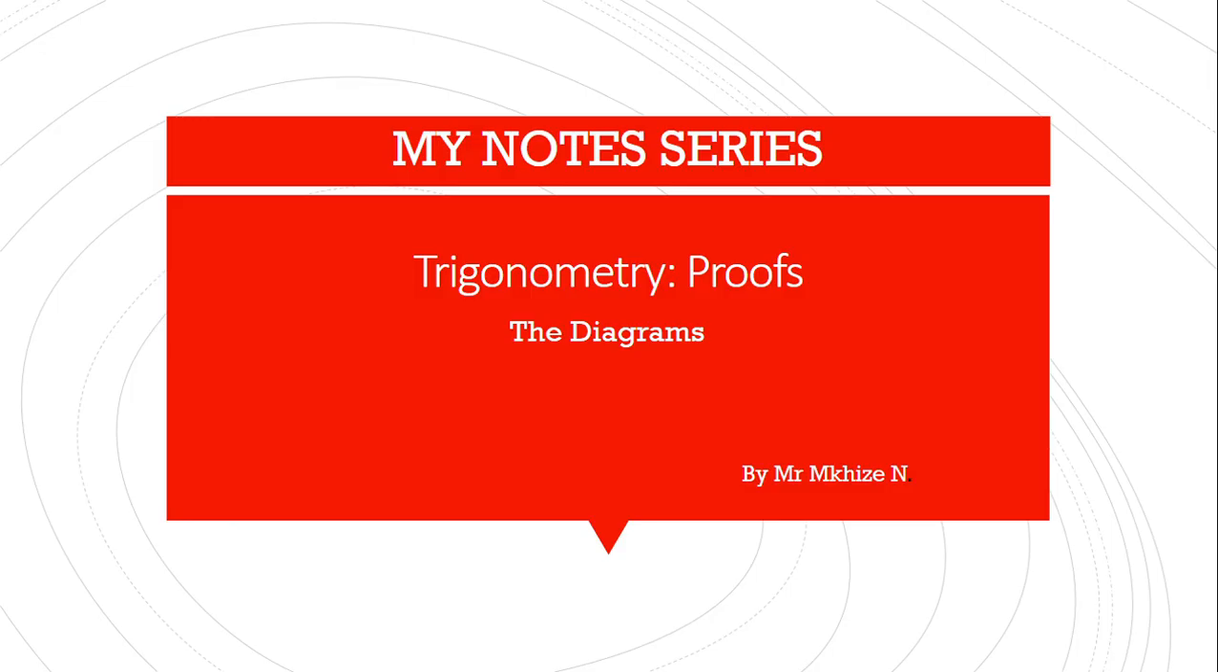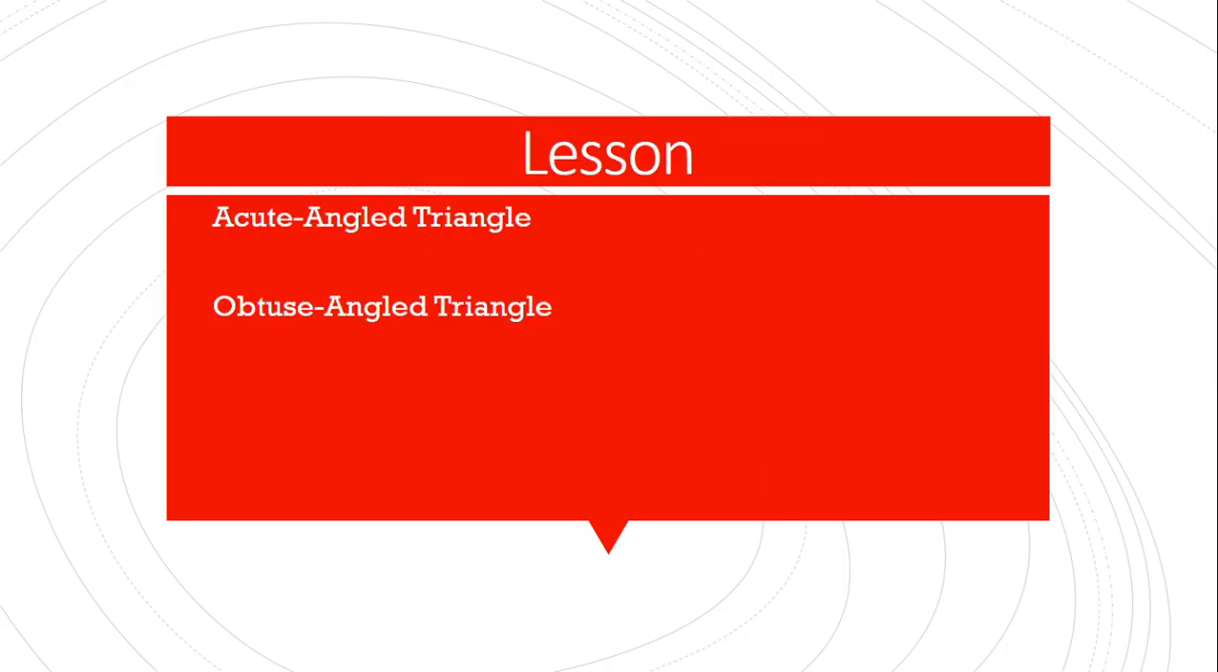In this video, we are going to discuss the diagram that is used when you are proving your sine rule, your cosine rule, and your area rule. So there are two diagrams in actual fact. You can either have an acute angled triangle or you can have an obtuse angled triangle.